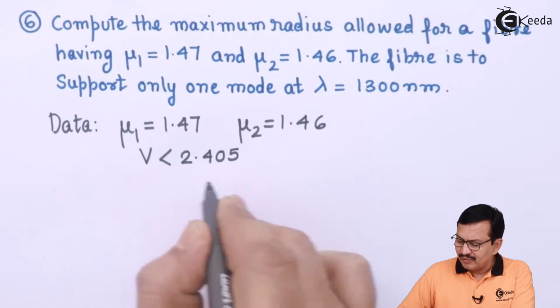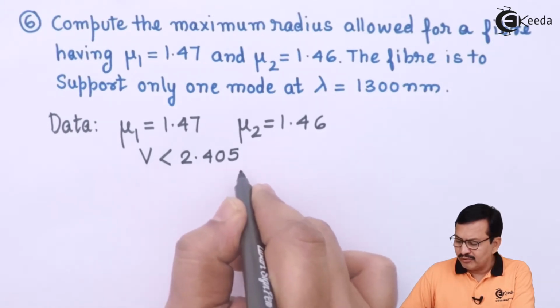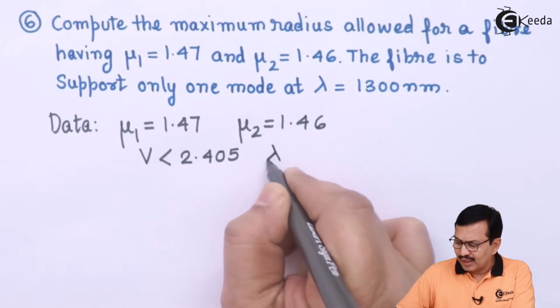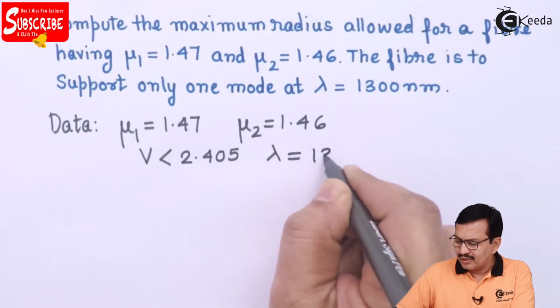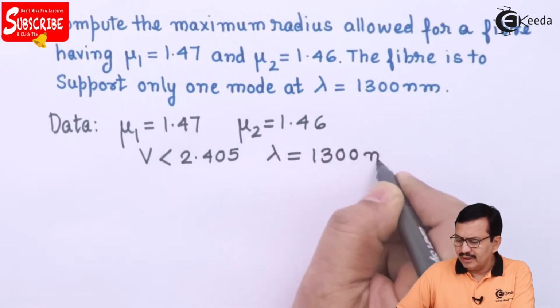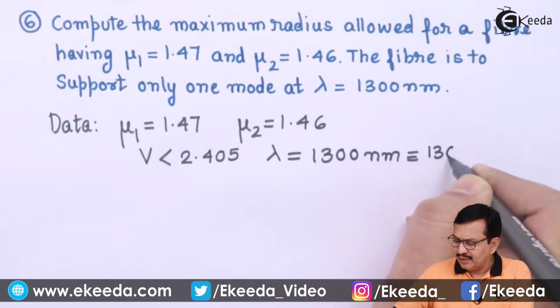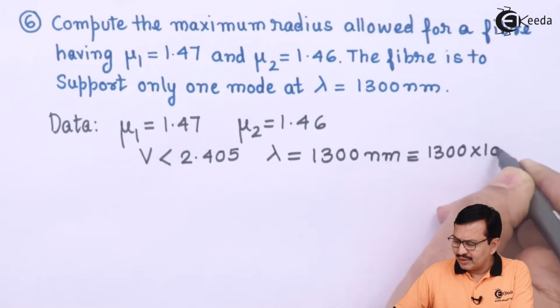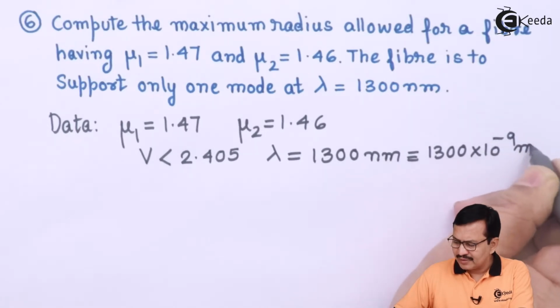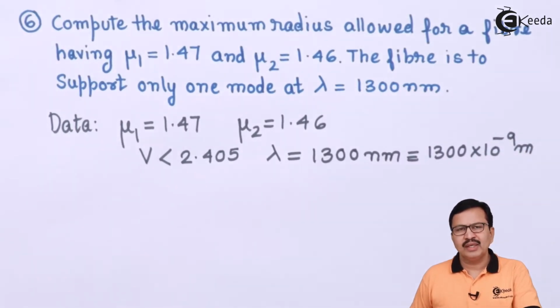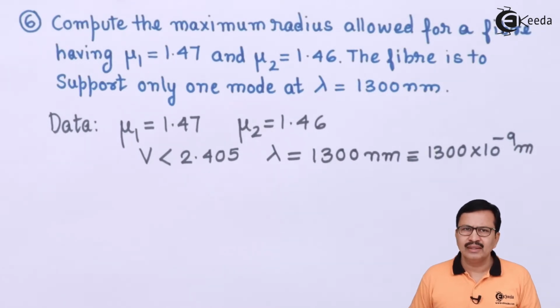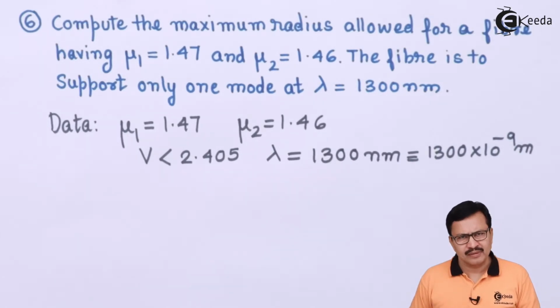Now after this, V is less than 2.405, and the last parameter which we have is lambda equal to 1300 nanometer, which amounts to 1300 multiplied by 10 raised to minus 9 meters. Remember students, whenever we are doing any problem, the data is always to be converted into SI units. That's the reason why we converted 1300 nanometer into meters.